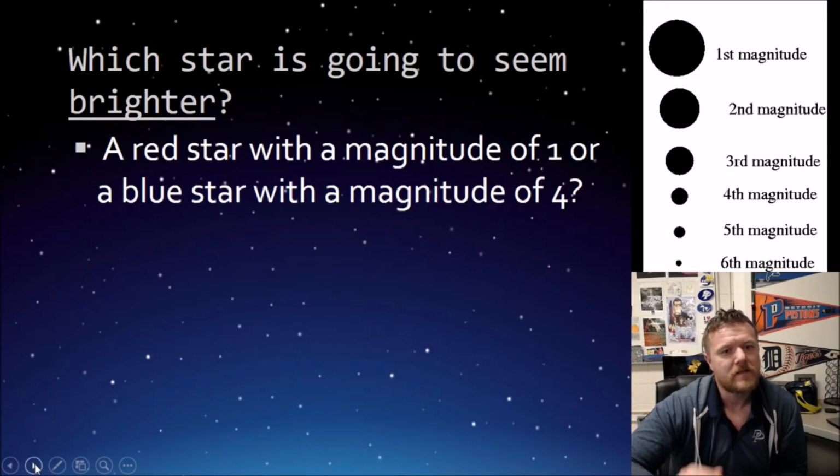Here's a question for you guys. Which star is going to seem brighter? A red star with magnitude 1 or a blue star with magnitude 4? Which one has a lower number? The red star does. So the red star is brighter.